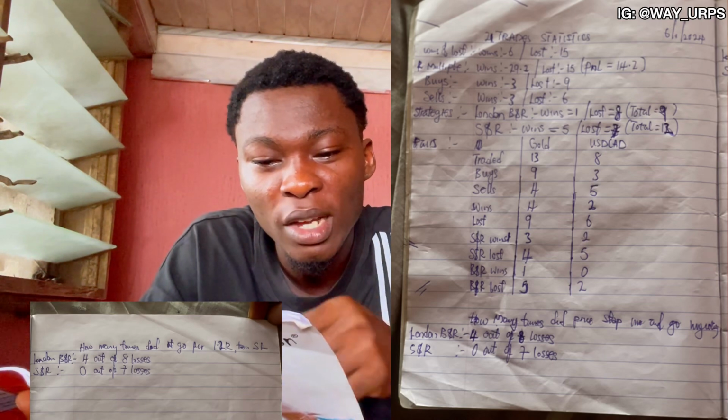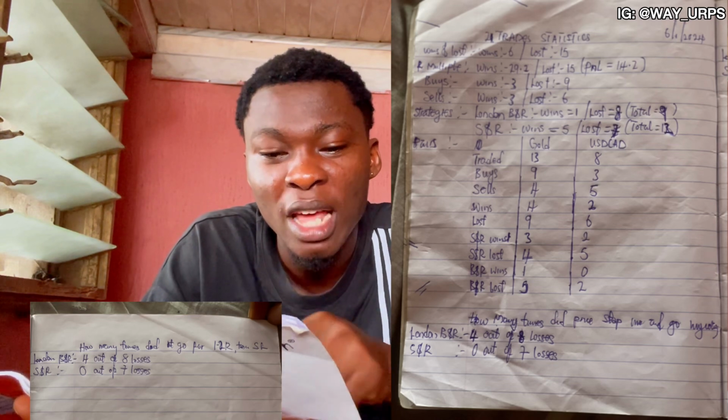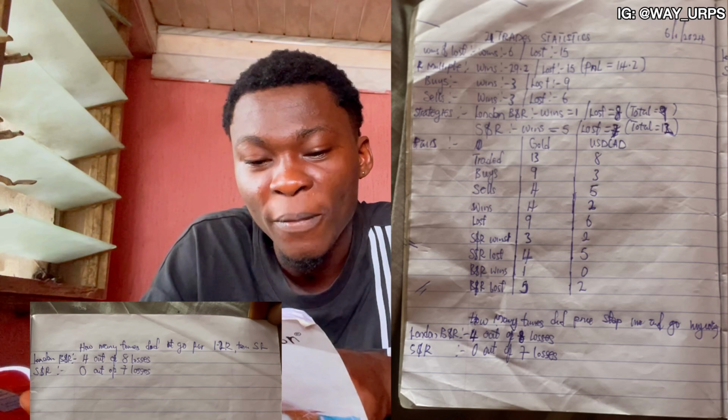Now for the pairs, gold. I traded gold 13 times, USD CAD 8 times. I bought gold 9 times, USD CAD 3 times. I sold gold 4 times, USD CAD 5 times.